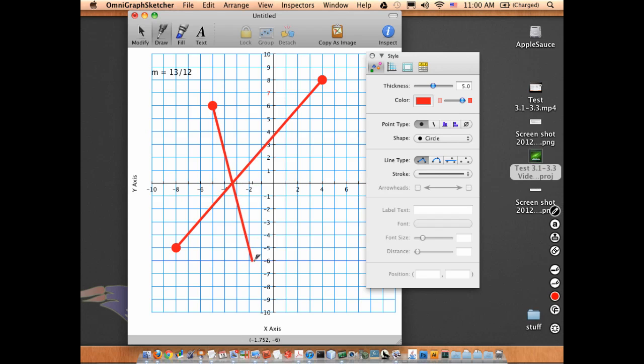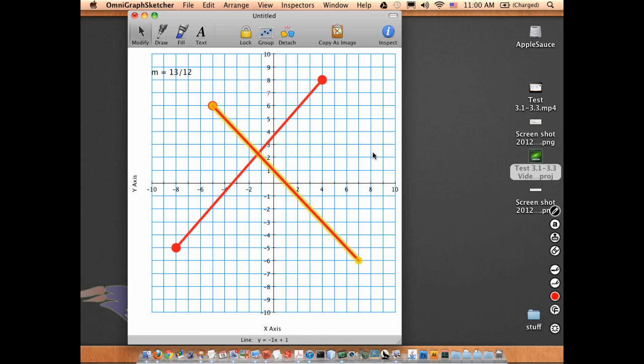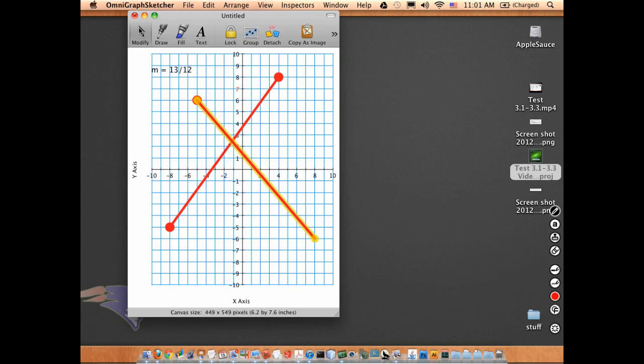1, 2, 3, 4, 5, 6, 7, 8, 9, 10, 11, 12, 13. So that's 9, and this is 5, so 5 and 8 is what I want. So right here. And then look at what I have. I have two lines here that are now perpendicular. And so what happens is I take the slope of the first one, 13 twelfths, I reciprocate it.